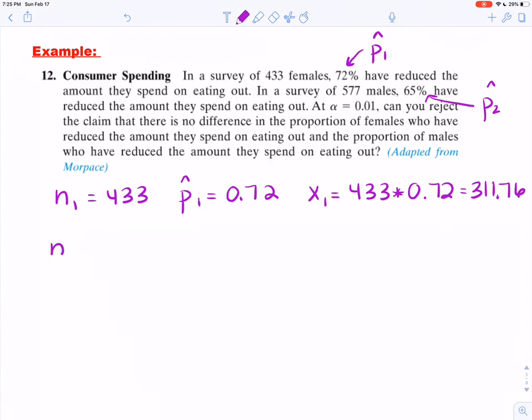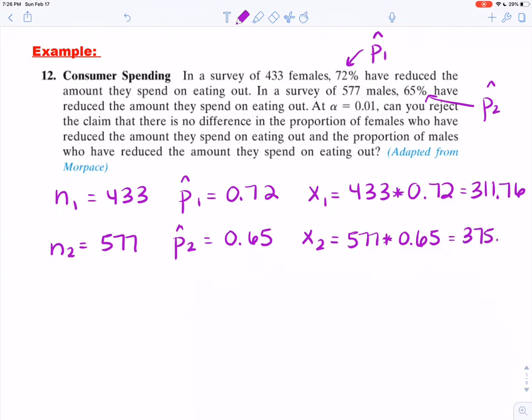And I would do the same thing for my second group. Sample size, sample proportion is given, and I can use that to calculate the value of x there by taking n times p, and working from there to calculate p bar and q bar and run the rest of my test.